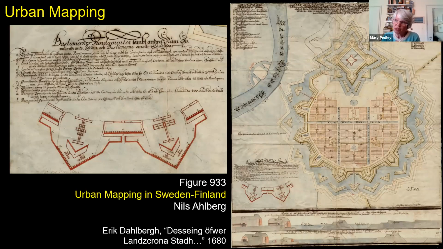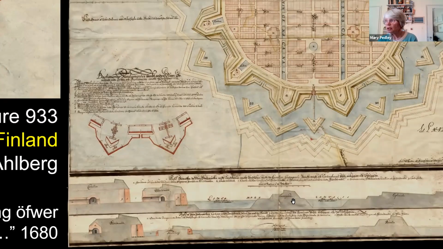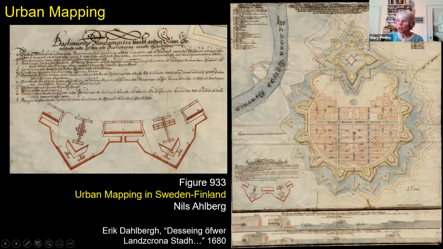So we see in this 1680 plan of Landskrona in Sweden by Erik Dahlberg, a true fortified city with its grid plan in the center, its bastions all around the outside. And this is a city plan that is definitely made for military design. It's suggesting improvements in its bastions here. We can see, if we look down in the bottom, it does a cross section of the moat, the area around Landskrona. And so it's using both plan and view to get its message across.